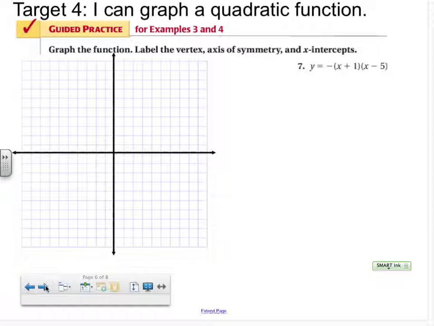Another example, this time we have a negative value for A. It's not going to change how we do the problem. Right? We're still going to find our intercepts first. P in this case is negative 1, Q is 5. So we'll plot those. We got our intercepts. Label them.